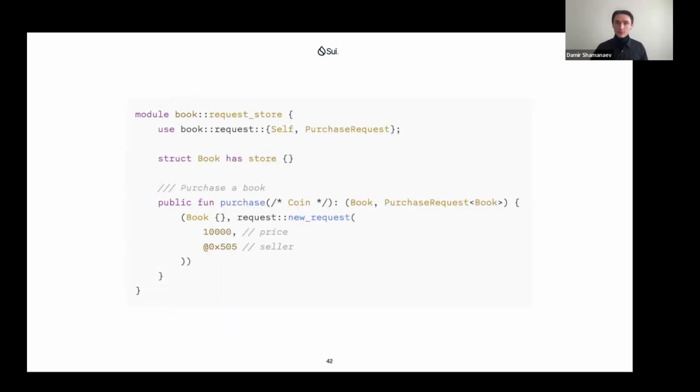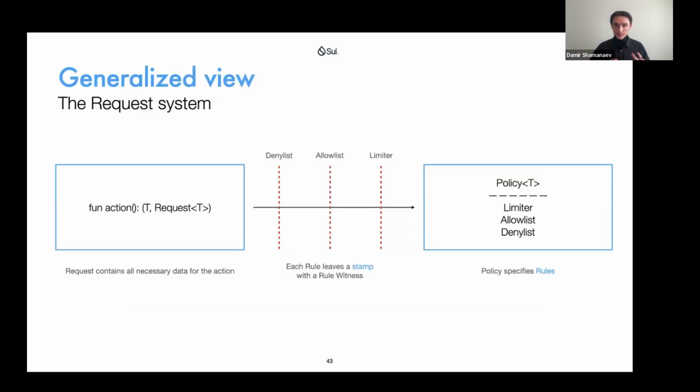And the store that would issue the purchase request could roughly look like this. So you get the book and you also get the purchase request, which then you take to the deny list, and then you confirm it in the matching policy for the book type. Schematically, the system looks like this. Normally we would return the T and the request for T. Sometimes you can just return the request for something if there is no other value. And then we could go, for example, to a deny list, an allow list, or a limiter. And then we go to the policy, which requires all three rules, and there we confirm the request.